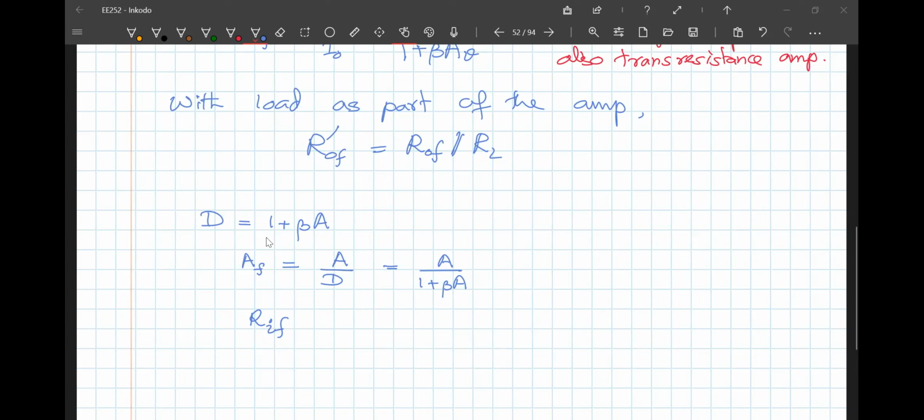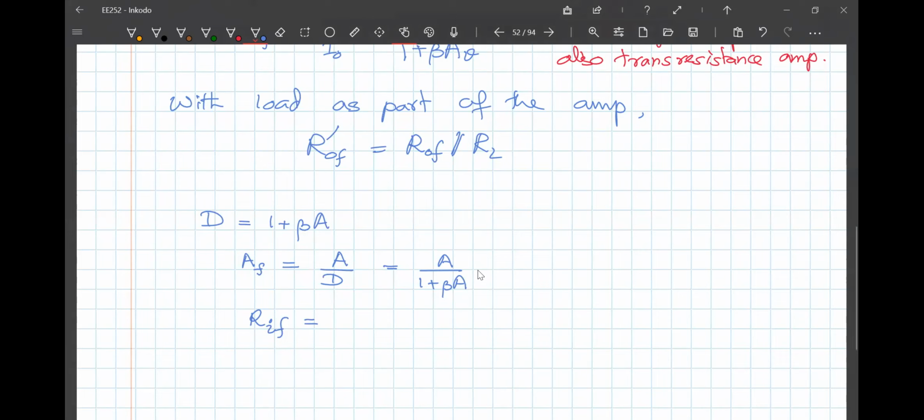So, as I mentioned, D, which is the feedback factor, is equal to 1 plus beta A, which is a quantity greater than 1. And always, by introducing feedback, we are going to reduce the gain, because we divide the gain without feedback by D. So the gain always reduces, but the input impedance, depending on whether feedback is given in series or shunt, will be changed accordingly.